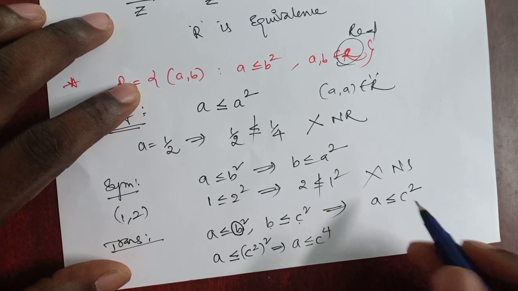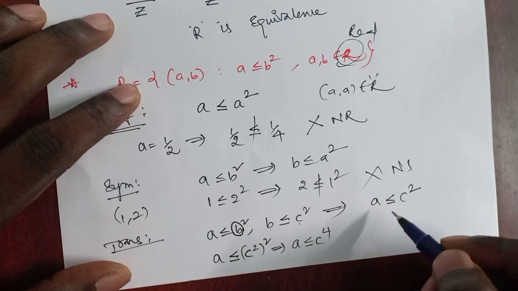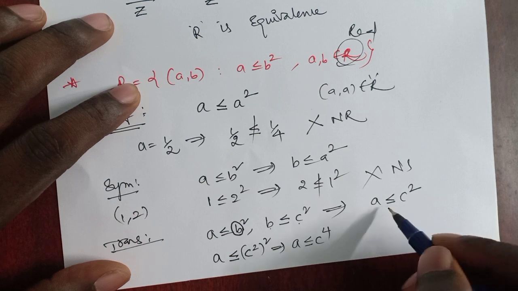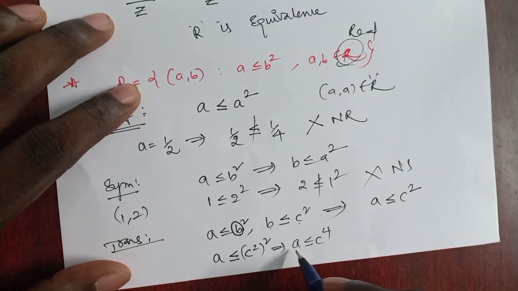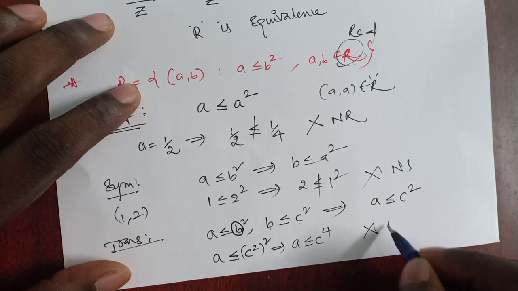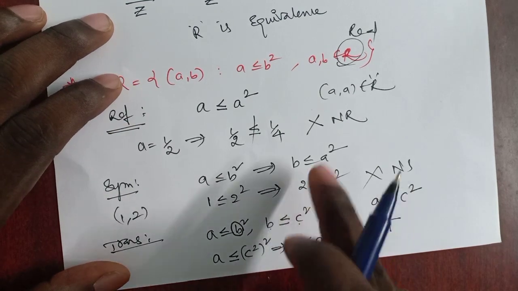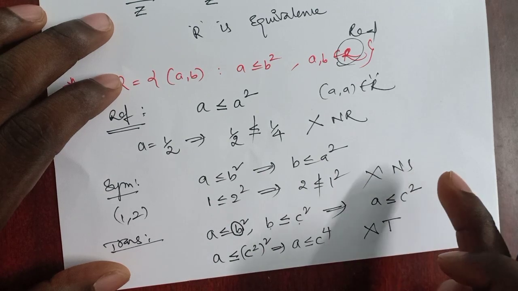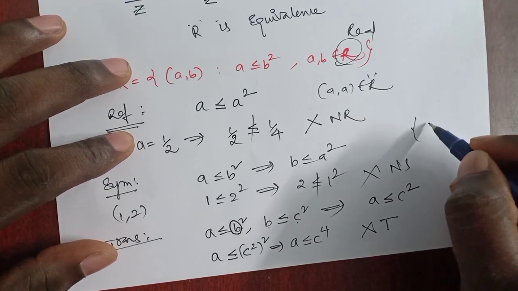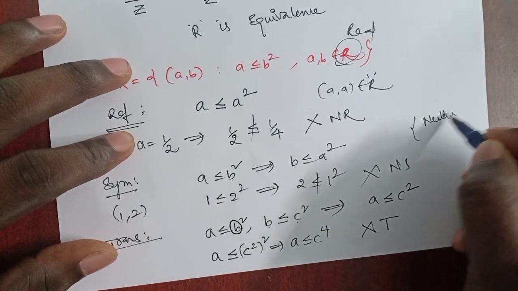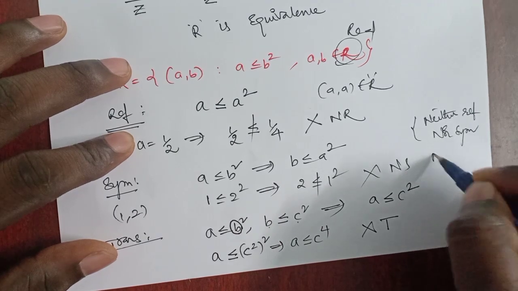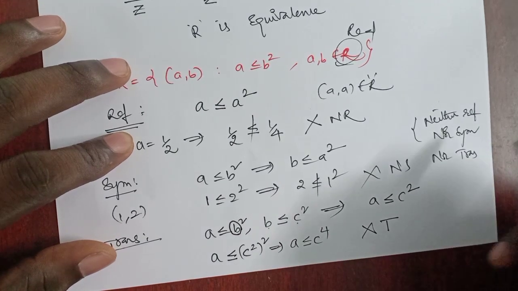C power 4. But what we get, coming to the transitive, if A less than or equal to B square, B less than or equal to C square, then it must be A less than or equal to C square. But what we have is A less than or equal to C power 4. So it does not satisfy transitive also. So clearly it is neither reflexive, nor symmetric, nor transitive.